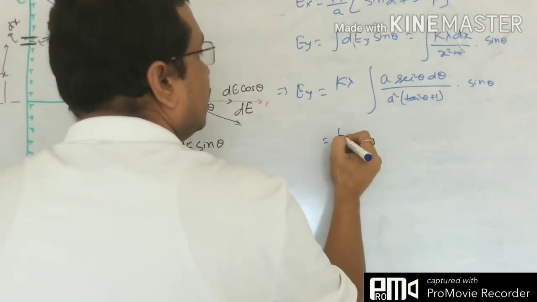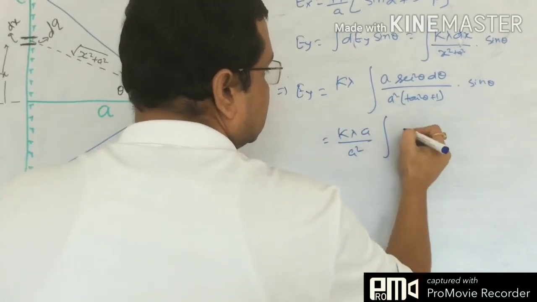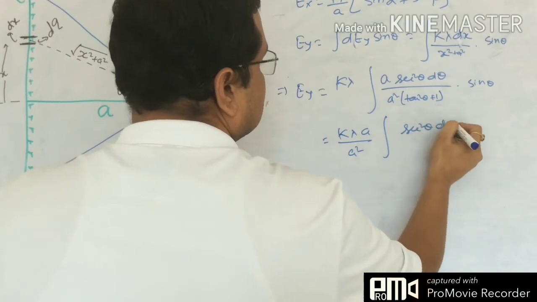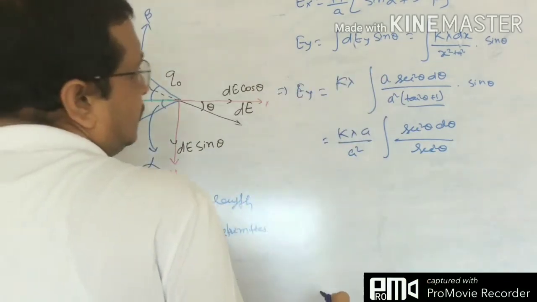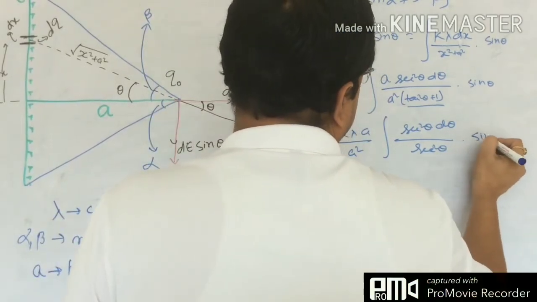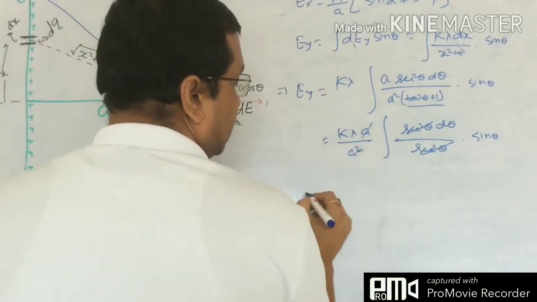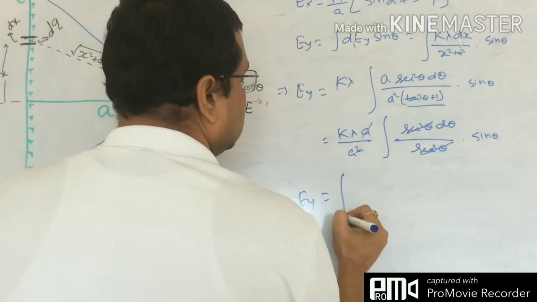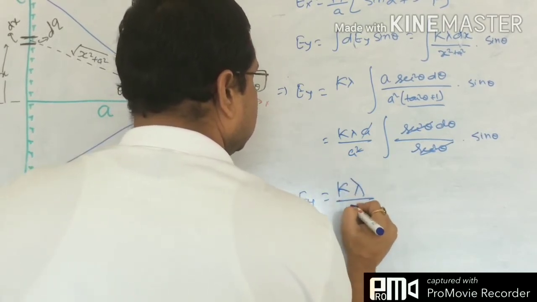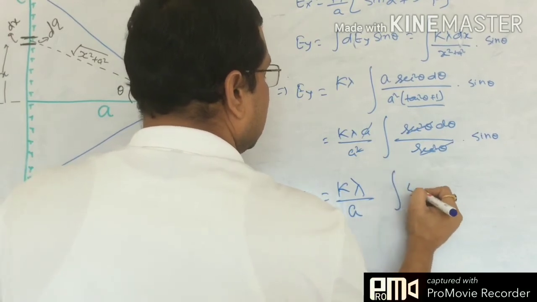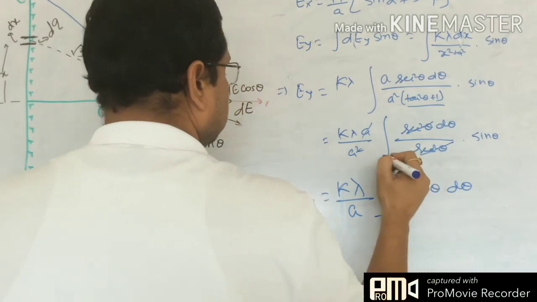So now k lambda by a out of integration of sec square theta d theta by tan square theta plus 1 equals sec square theta, same integration that we have done previously, into sin theta. So now sec square theta gets cancelled. So Ey equals k lambda by a integration of sin theta d theta, from minus alpha to beta.